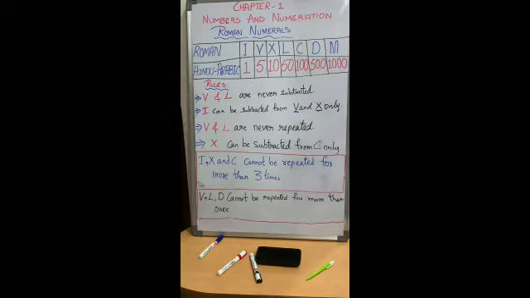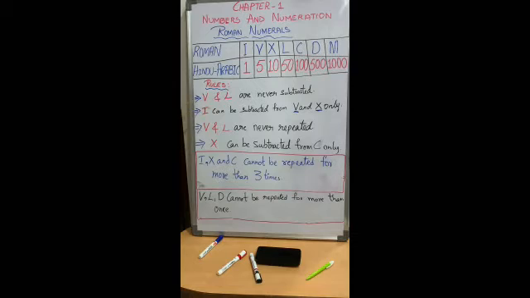There are some rules to write Roman numbers. Let's see what are the rules. V and L are never subtracted. Means V and L we should not subtract. I can be subtracted from V and X only. Remember, I can be subtracted from V and X only. And V and L are never repeated. We should not repeat the V and L. X can be subtracted from C only.